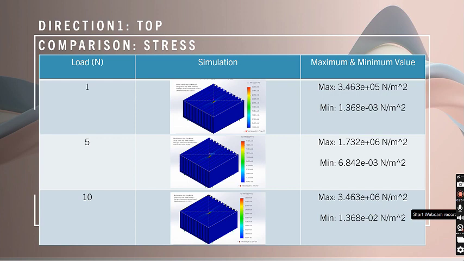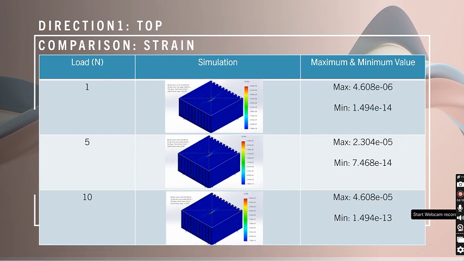And this one is the top view. We are comparing the stress. So the maximum value and minimum value can be seen here. So for the maximum load, the maximum value of the stress will be 3.463 times 10 to the power of 6, while the minimum value will be 1.368 times 10 to the power of negative 2 Pascal.